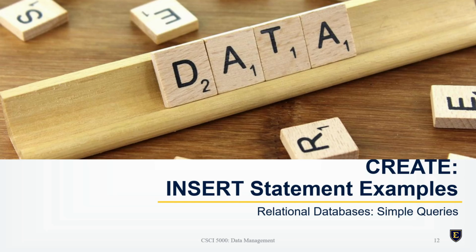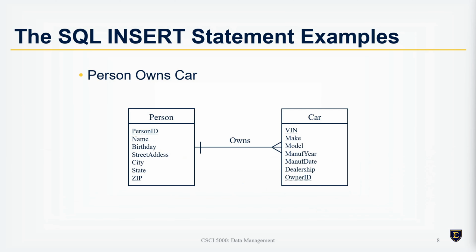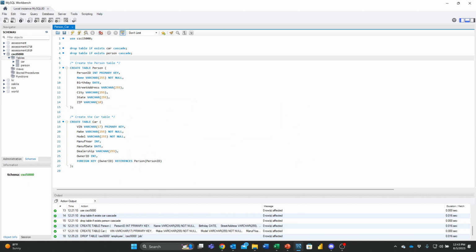So now I would like to go through a few insert statement examples using the person and the car, just as I mentioned previously. So the person owns the car, and we're going to create a set of two database tables that allows us to use this information. So remember, we can't insert into a record or into a table unless the table exists. So we must create it first.